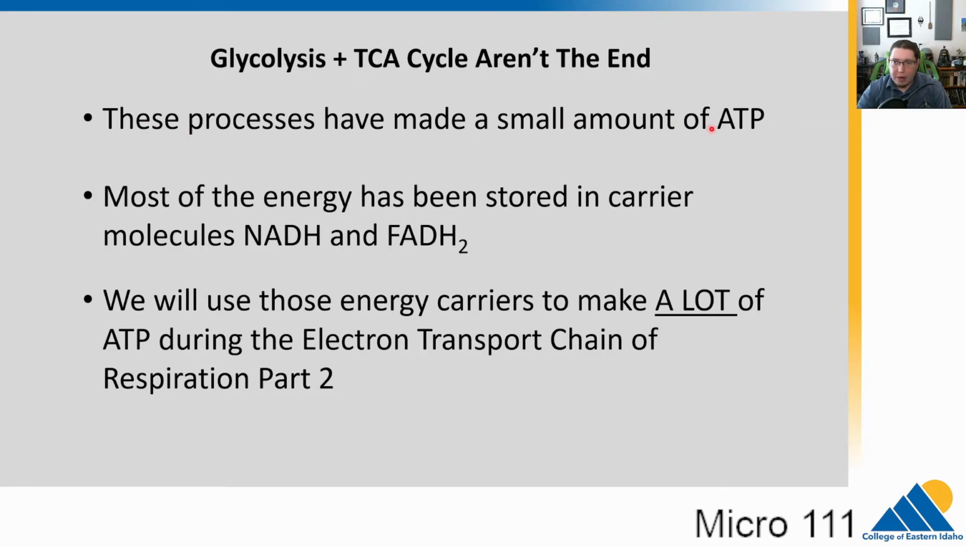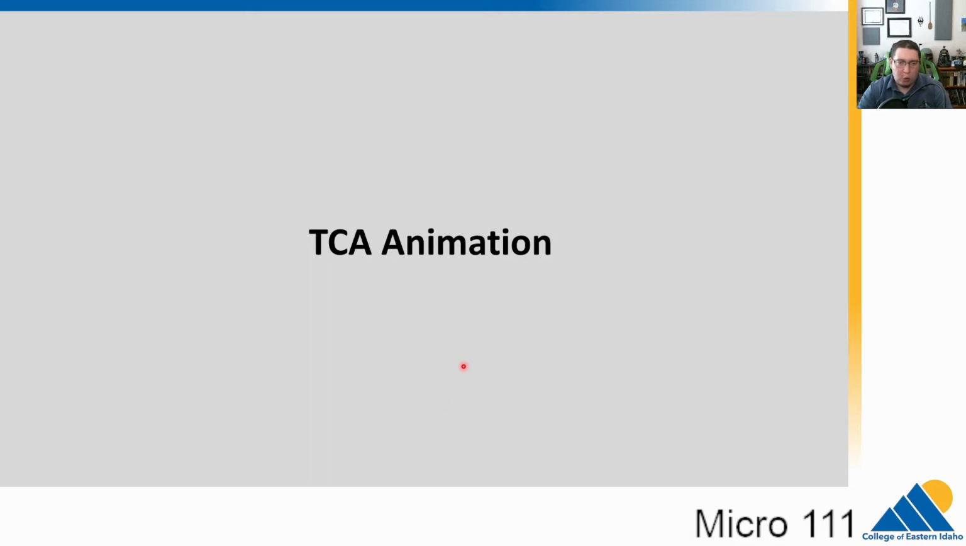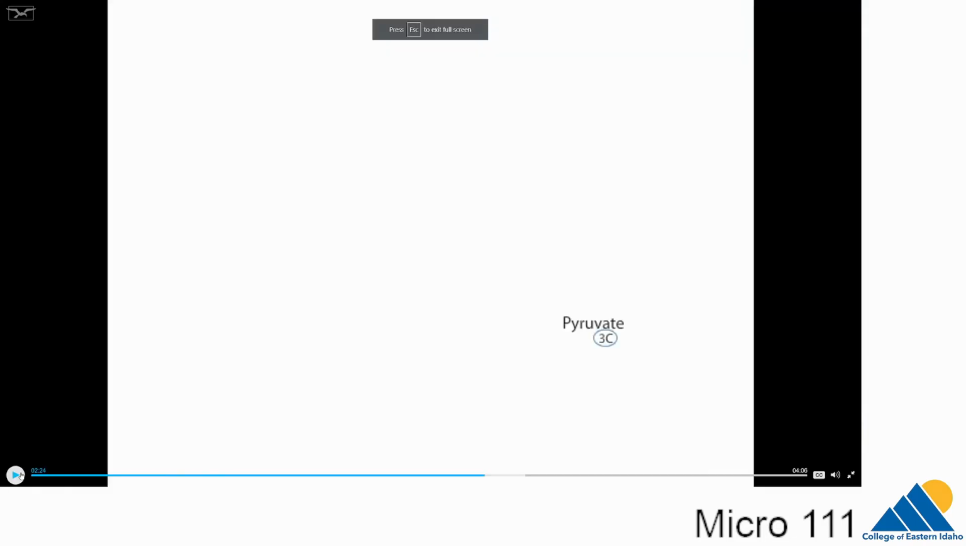Again, though, we've only made a small amount of ATP. ATP is our most stable storage molecule for these high energy electrons. We do have the carrier molecules, NADH and related FADH2, but we're going to use these that we've produced to make a lot of ATP later when we get to the electron transport chain in the second part of respiration. Remember, this next part can either involve oxygen, that's aerobic respiration, or not involve oxygen, anaerobic respiration. Okay, let's watch the rest of that animation on the TCA cycle.